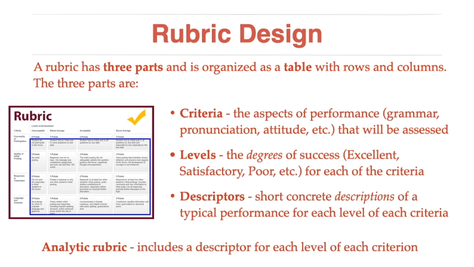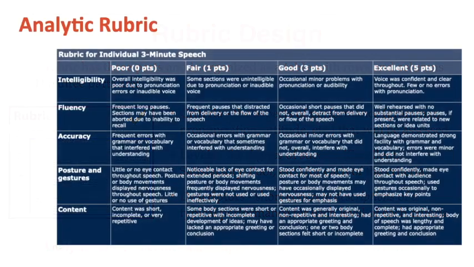Let's take a closer look at an analytic rubric designed to assess a prepared speech. First, take a moment to look over the rubric. What are the criteria for assessing this 3-minute speech? How many levels of performance are there? Read over the descriptors. Do they make logical sense? Do you think they progress logically through the performance levels?